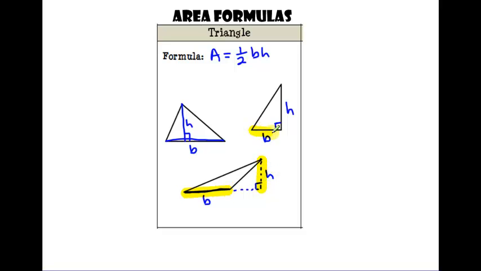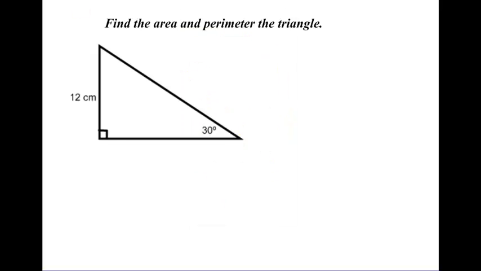And I'd like to do it like I did before and highlight our base and our height in our formulas, just so there's no confusion. All right, let's check out some examples with these formulas. Here's your basic geometry kind of question. Find the area and the perimeter of this triangle.